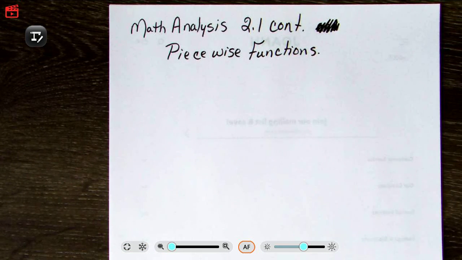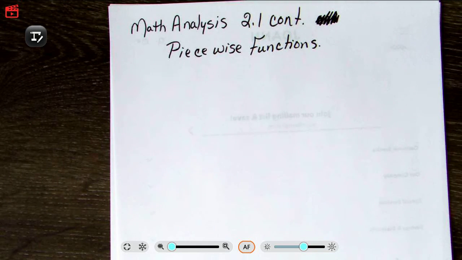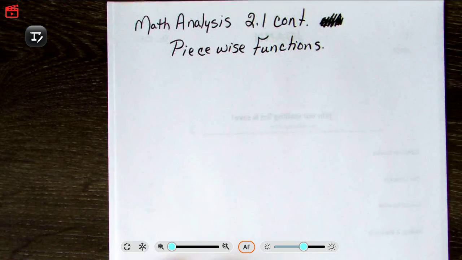Hi, we're finishing up section 2.1. I did want to bring this section by itself on piecewise functions. This tends to be a topic that really confuses students. These piecewise functions are complicated, sometimes messy, but you just have to take a breath and look at the big picture and break it down into its pieces.